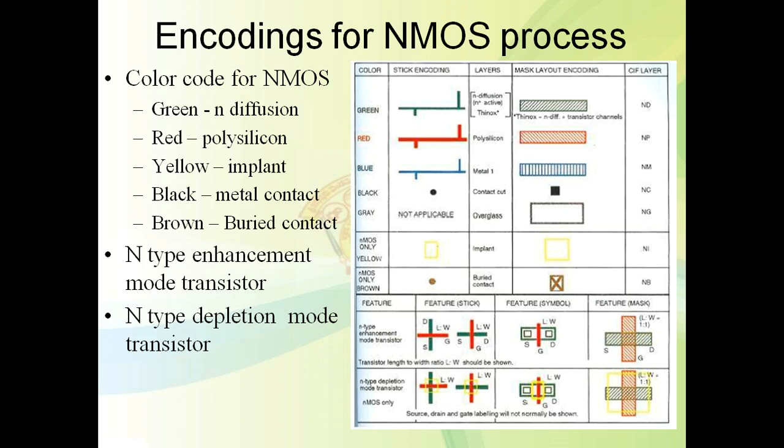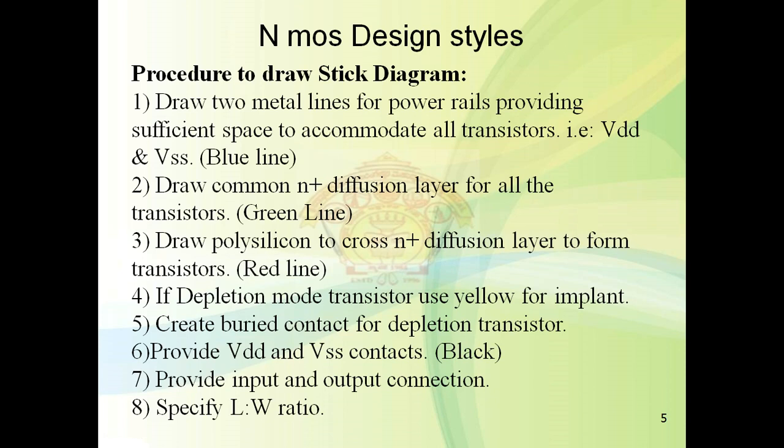Here it is the symbolic diagram. Horizontally the n diffusion layer and vertically the polysilicon layer, and yellow is nothing but your implant, and here you will get the size of the implant. Also here is the mask diagram of the polysilicon layer and horizontal diffusion layer, and this is the size of the implant.